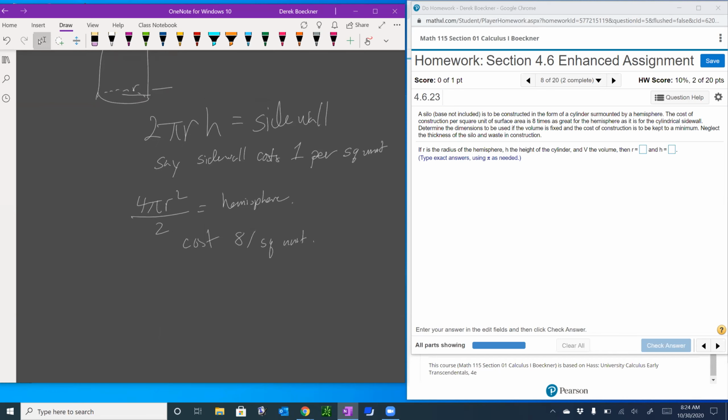So our total cost function is in terms of r and h, and it is equal to 2 pi r h plus, those cancel, that's a 16 pi r squared. Okay. Questions on just that, finding that formula?